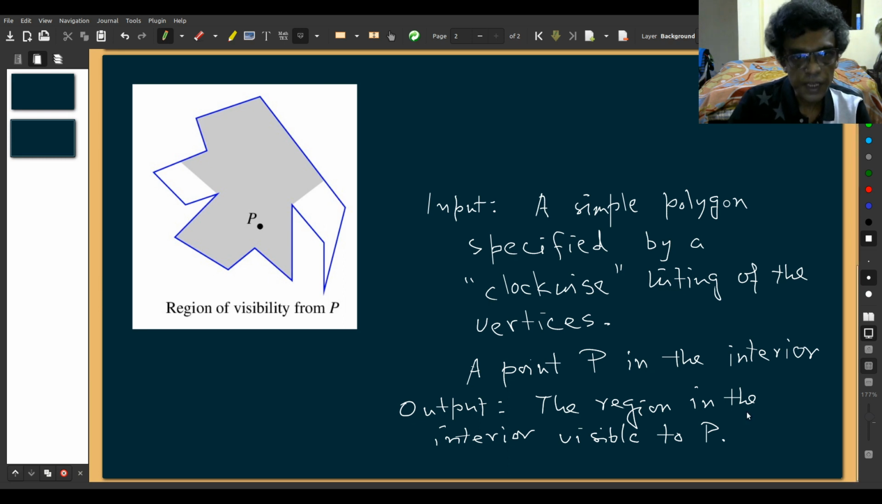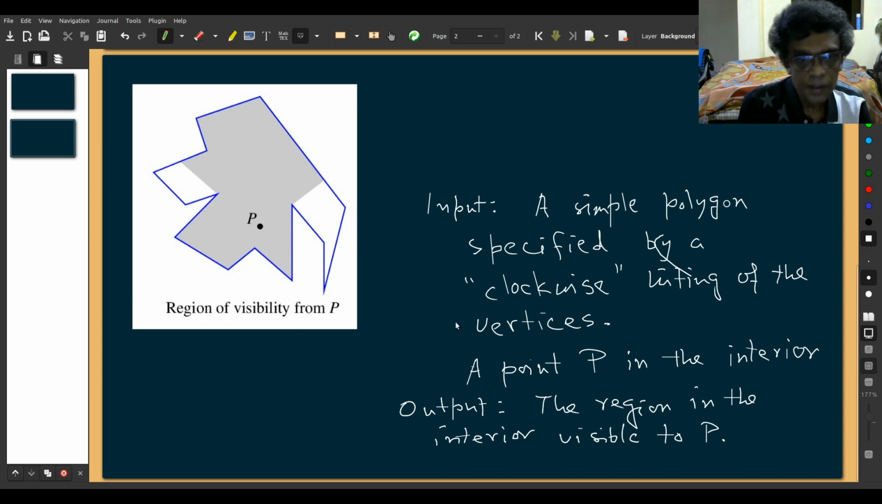So this is once again a polygon or polygonal region, as you can see in this example. And we will specify this once again by outputting its vertices in the same clockwise order. So it would be maybe something like this, so that this visibility region will always remain to my right. Okay.